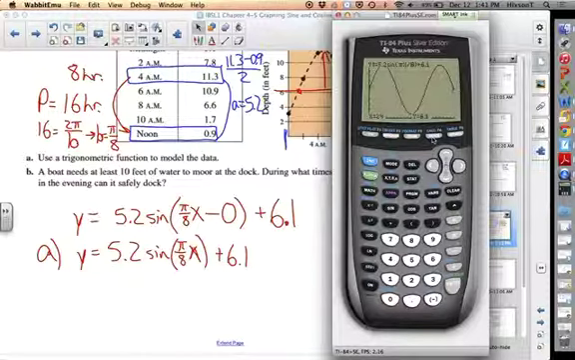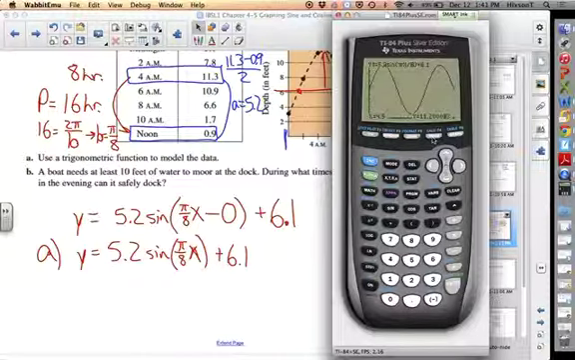Can you check what would be the depth at 4:30 a.m.? At 4:30 a.m., we type in 4.5, 11.2. How about 4:15? It's going to be closer to 11.3.